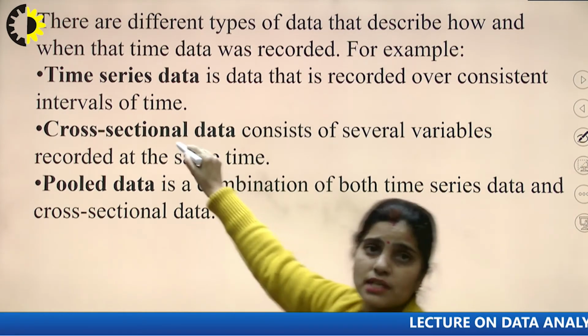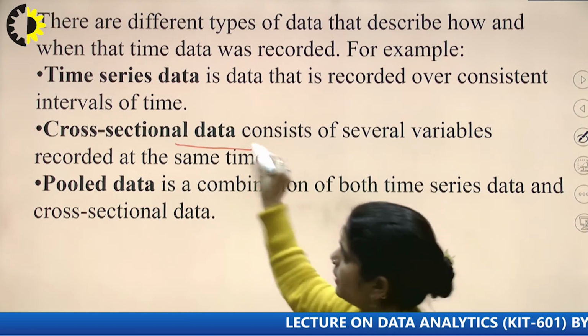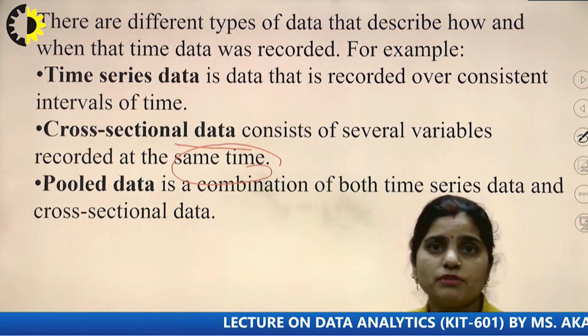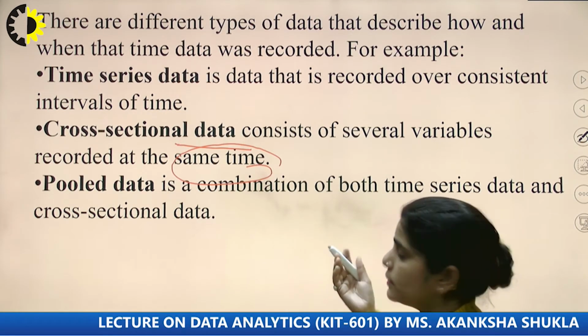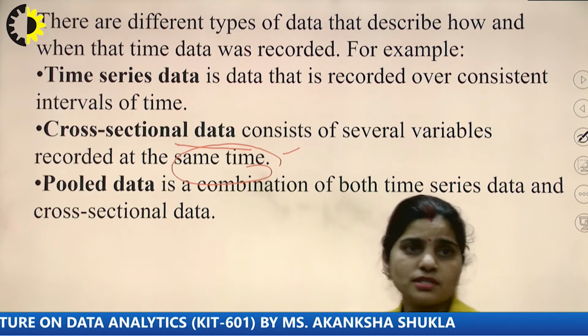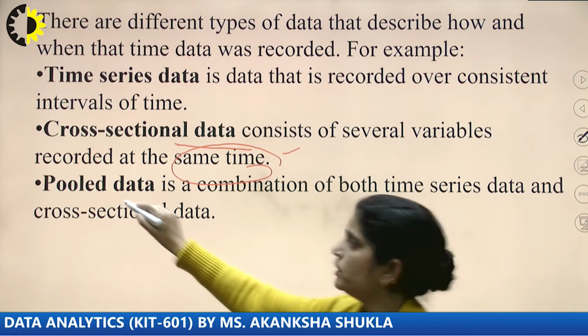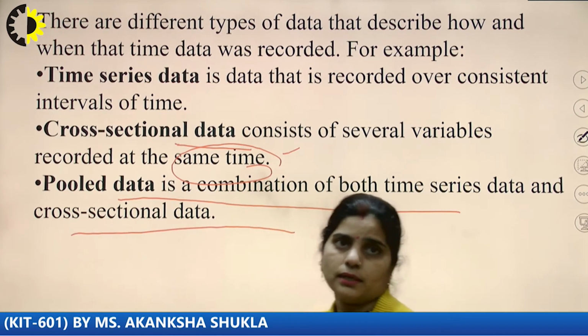Second one is cross-sectional data, which consists of several variables recorded at the same time. So, the data which consists of several factors, several variables, and is recorded at the same time, is known as cross-sectional data. The last one is pooled data, which is a combination of both time series and cross-sectional data.